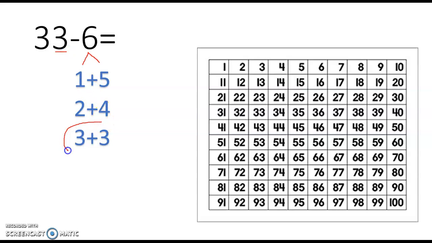Down here I have 3 plus 3 equals 6. So what if I took away 3 first and made a 10? Then it just makes it way easier to take the rest of 6 away. So I'll take away this 3, and I'll make 30. Now I just have to take away 3 more, so I'm left with 30 minus 3, which is way easier than 33 minus 6.